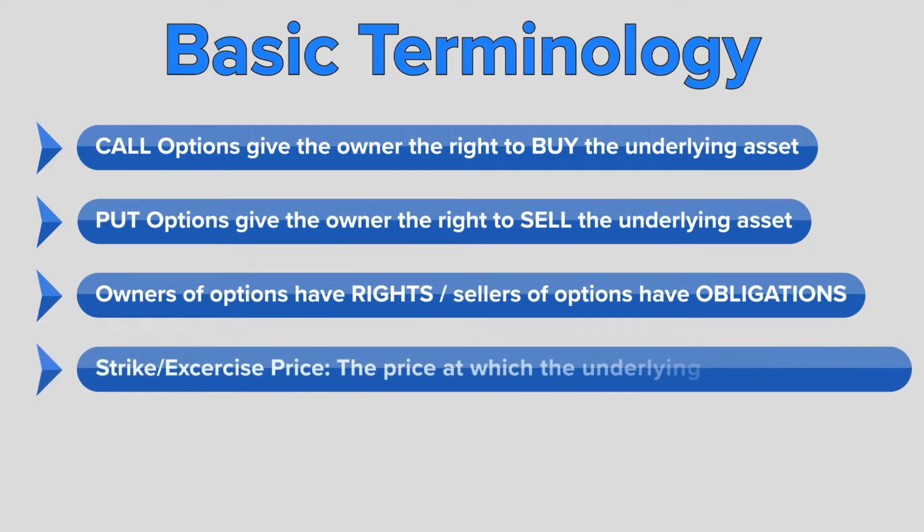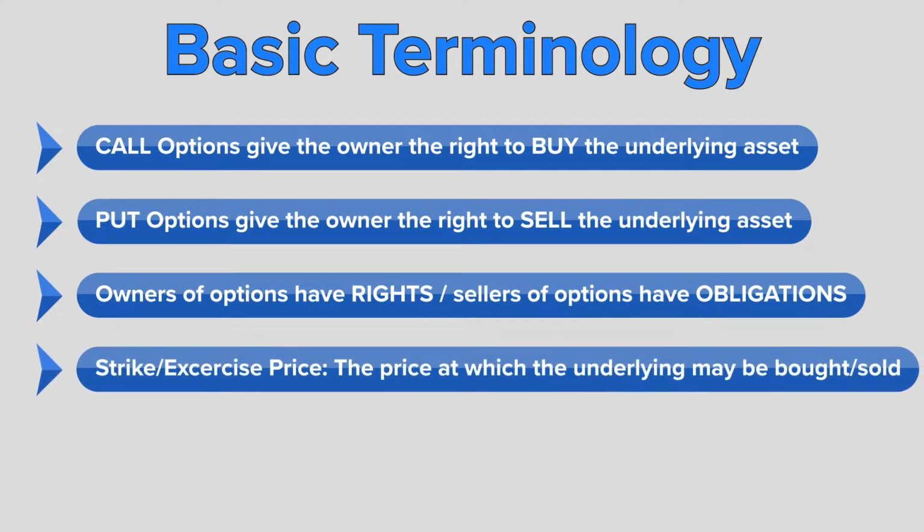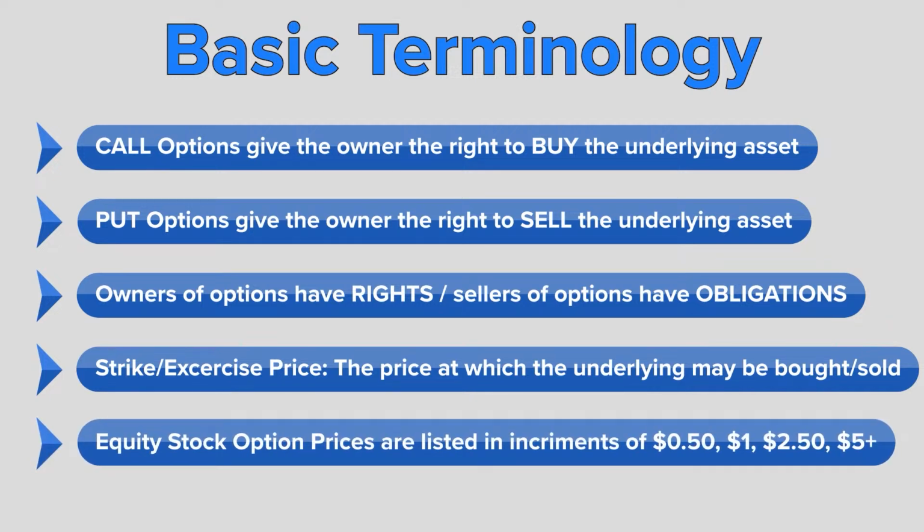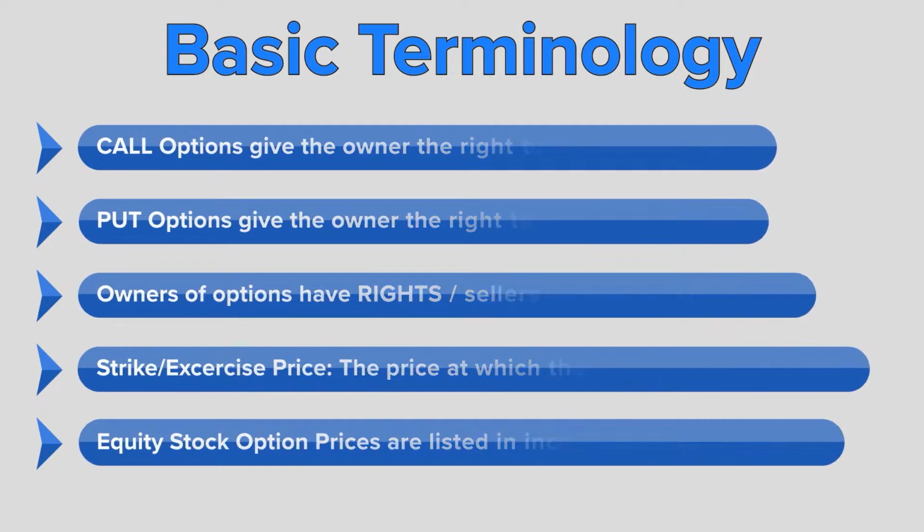The strike price, or exercise price, is the price at which the underlying asset may be purchased or sold. Equity stock option prices are listed in increments of 50 cents, $1, $2.50, $5, and even more, depending on the price level of the stock.